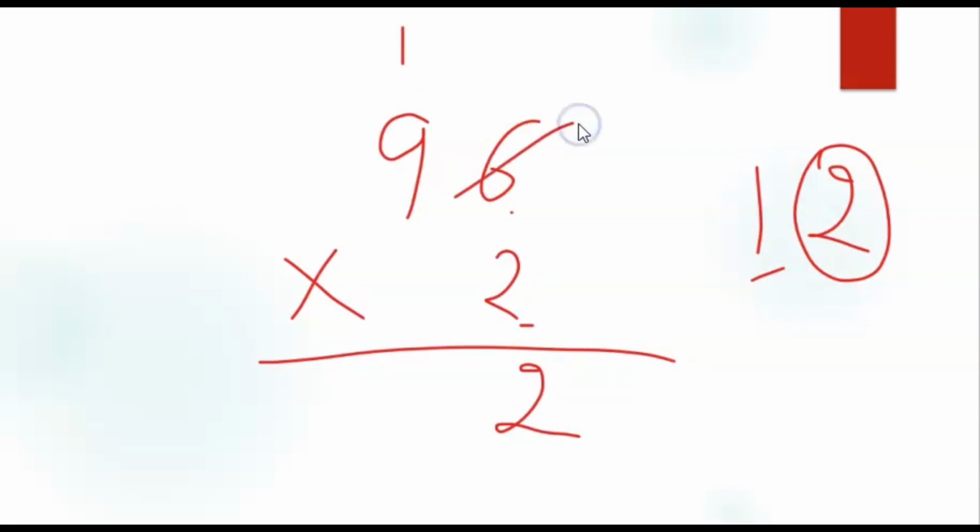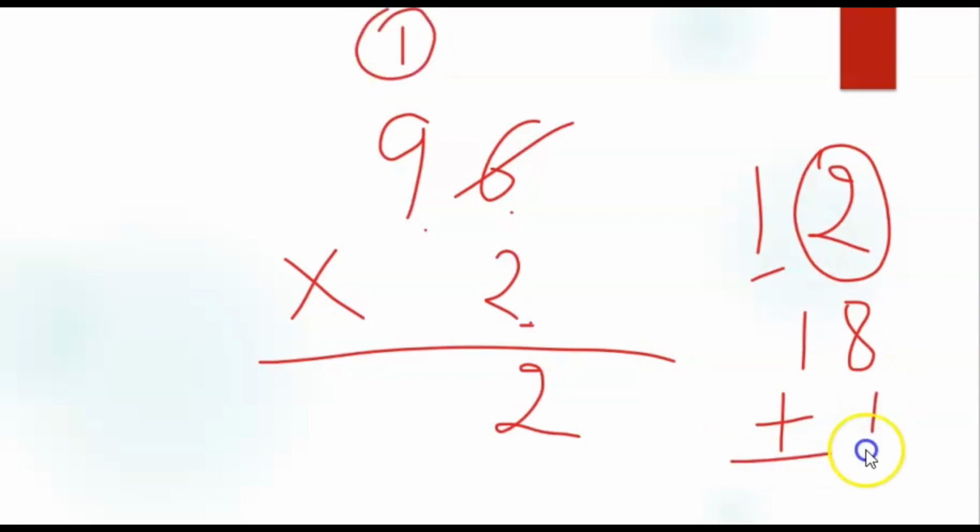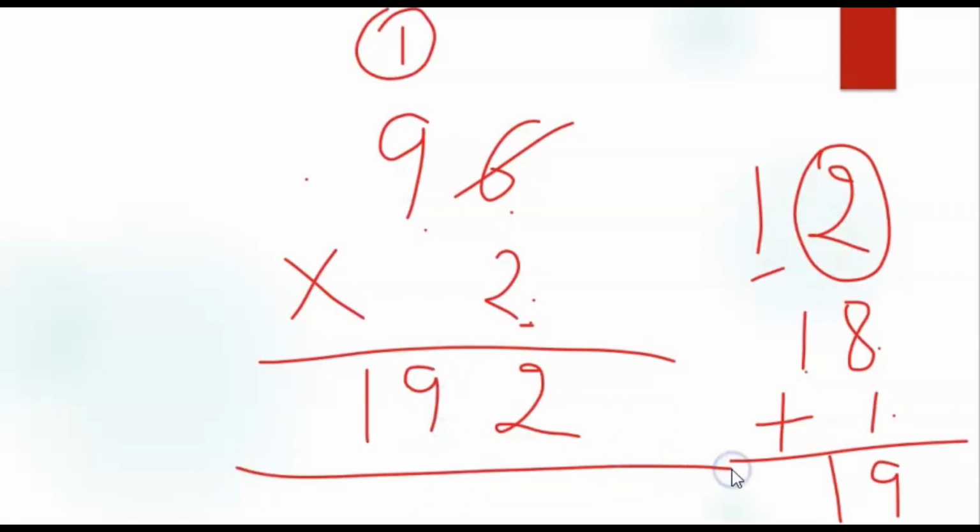We're done with this. Next step, we're going to multiply this 2 with this 9. So 2 times 9 equals 18. Plus this 1. You're going to add that. 8 plus 1, 9, and this one, 19. We do not have any more number to multiply, so you're just going to put down 19 over here. That is it. 96 times 2 equals 192.